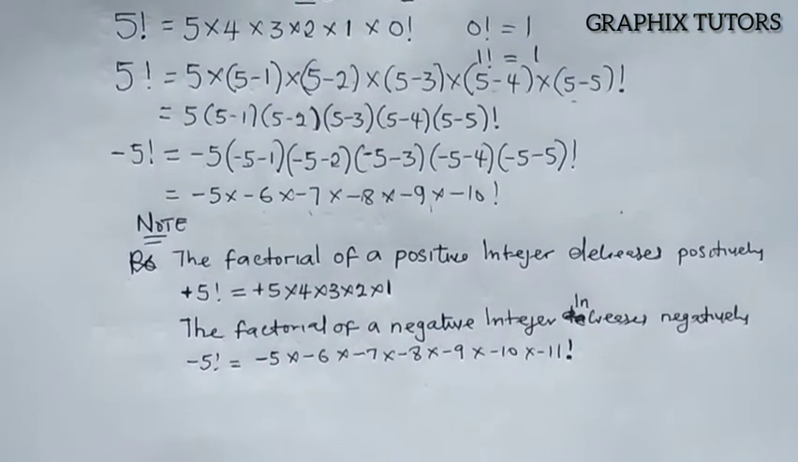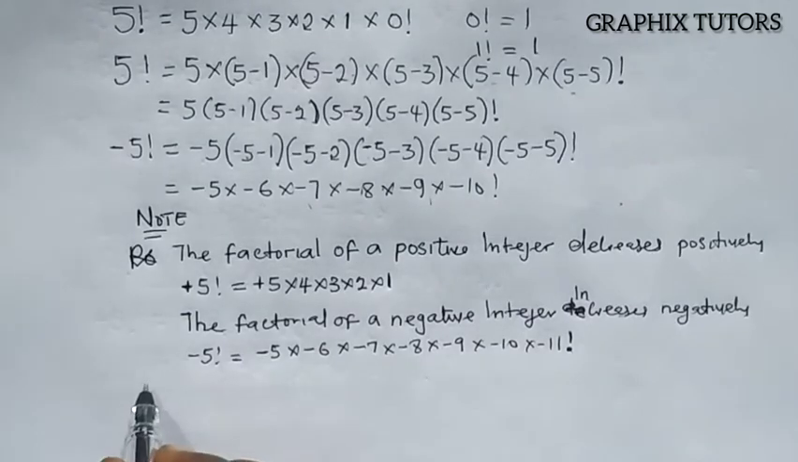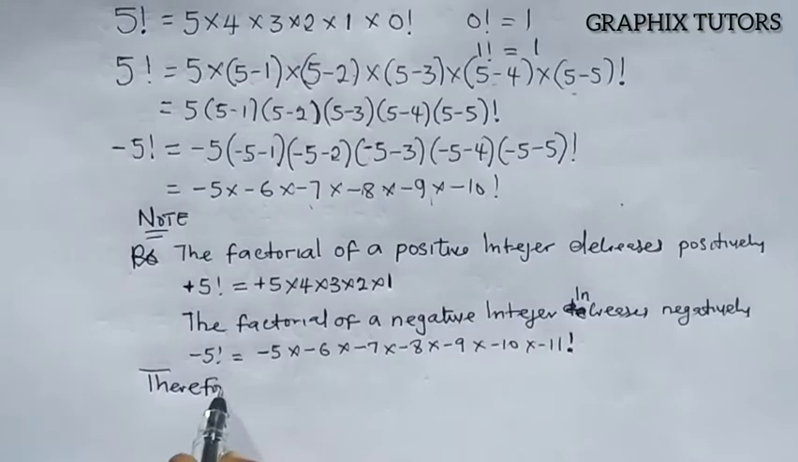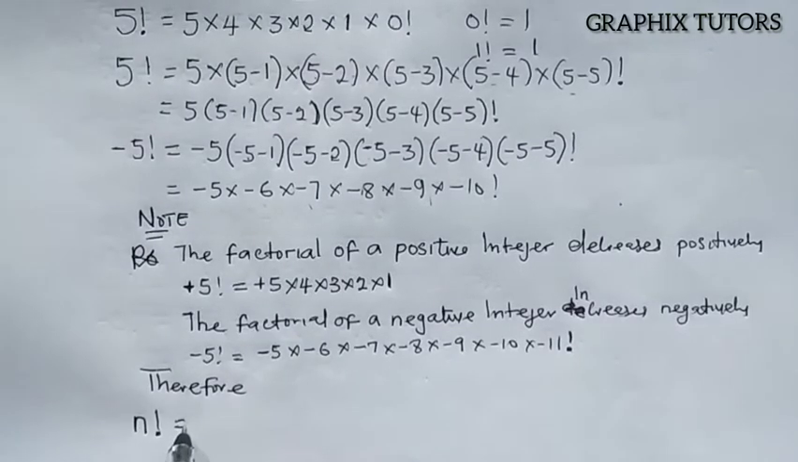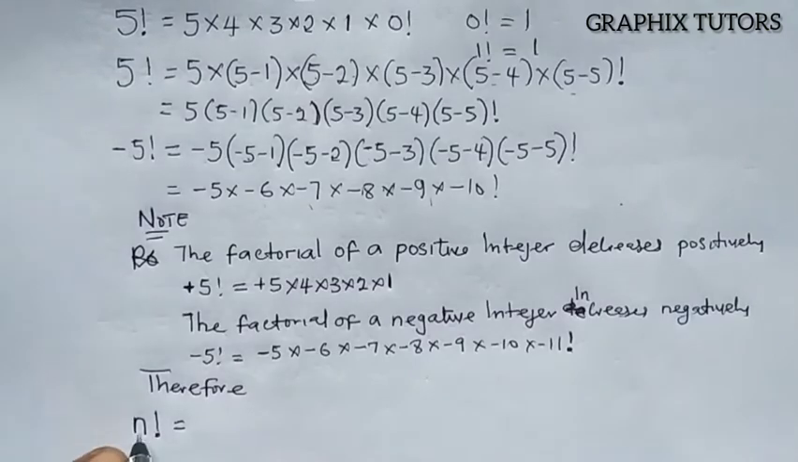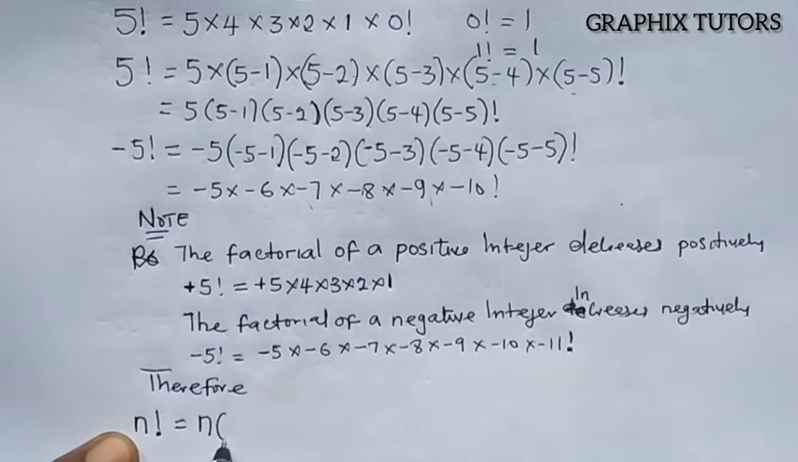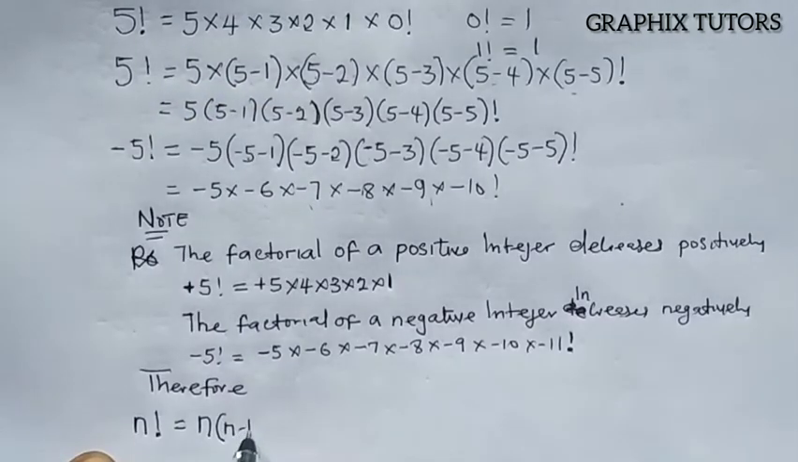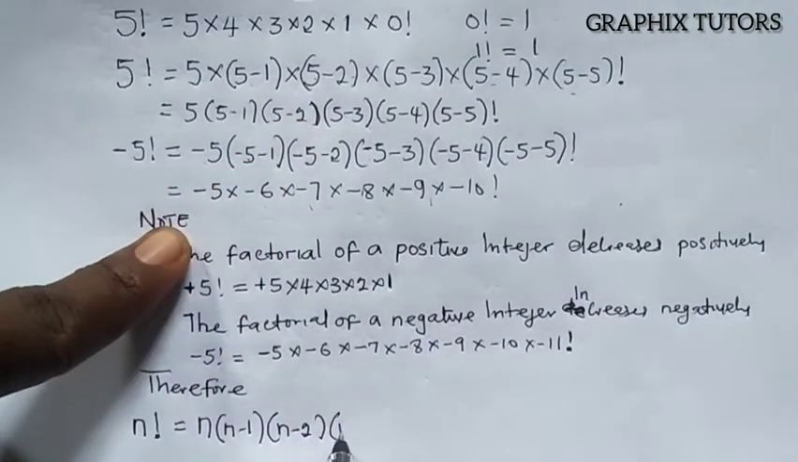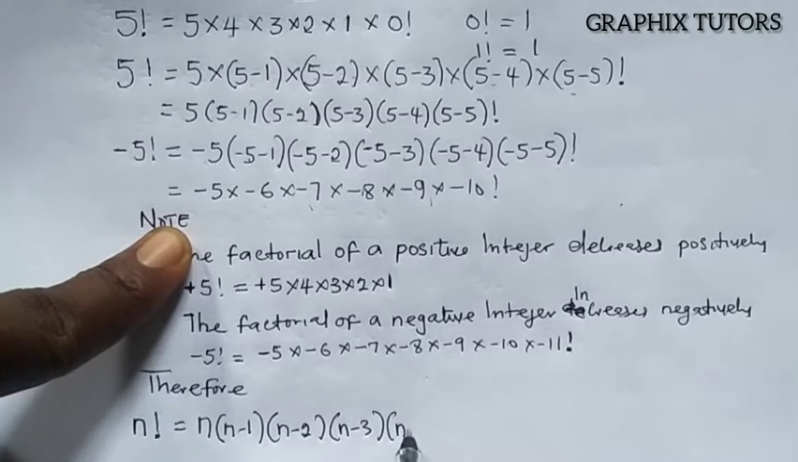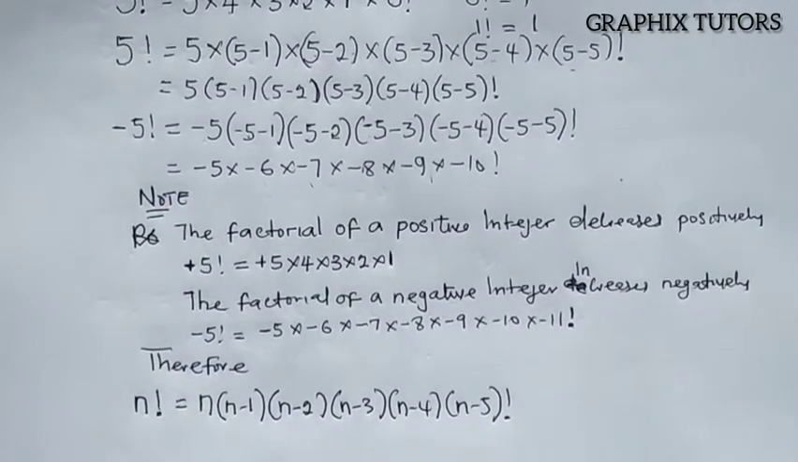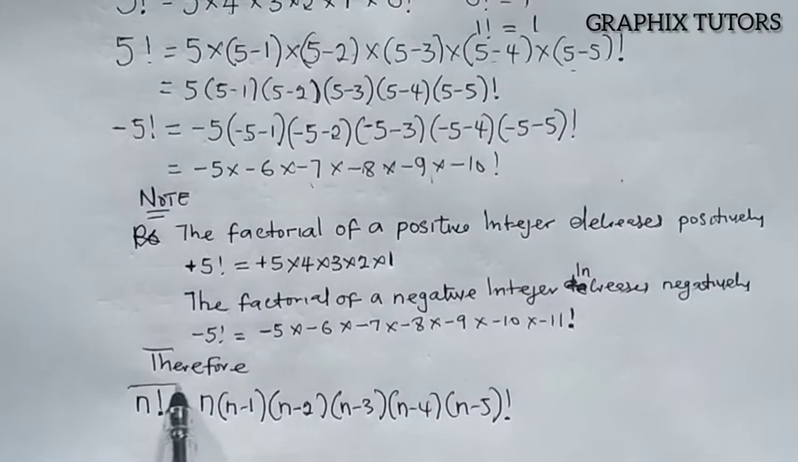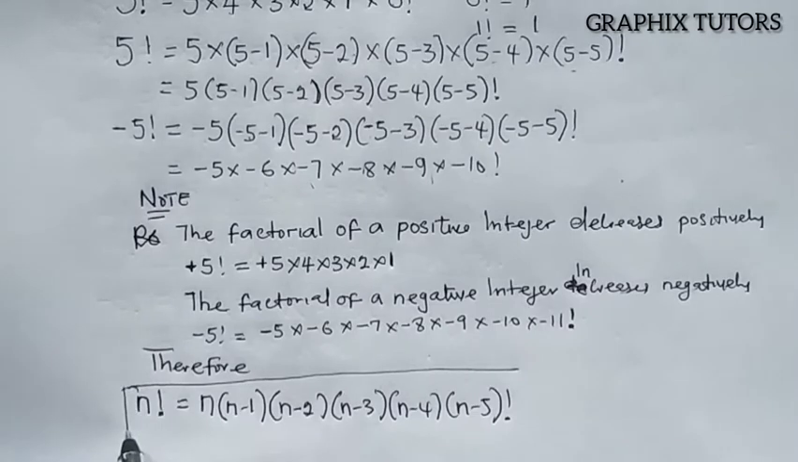So therefore, with what we have here, if I have my n factorial, just like I have my 5 factorial, first of all write down the value n, then the next one will be n minus 1, just like 5 minus 1, this one will be n minus 2, just like 5 minus 2, this one will be n minus 3, n minus 4, n minus 5, anywhere n, I just put my factorial. This you see here is the general formula for n factorial.